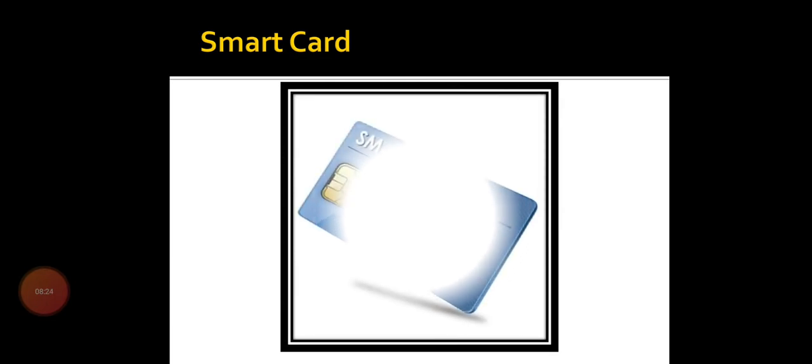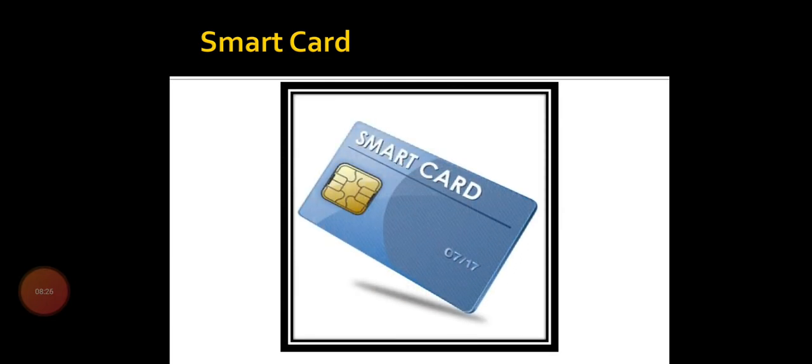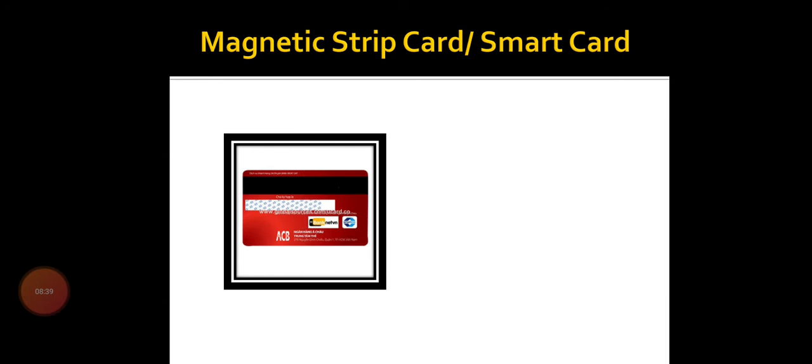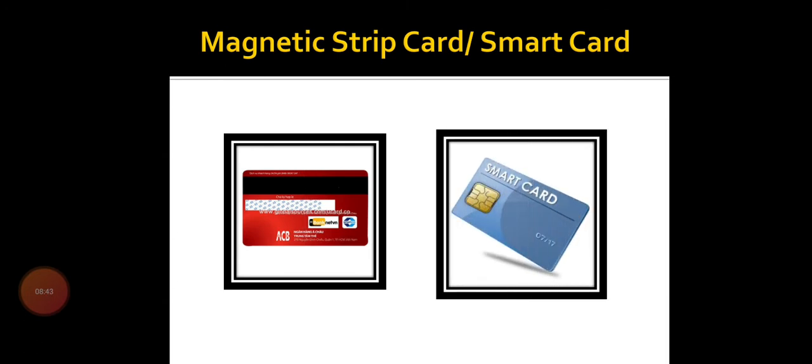You can see a smart card like this. Do you remember you were having a magnetic strip, that black bar in the magnetic strip card, and there is a small chip. Here is the difference. This is your magnetic strip card and this is your smart card. You can see the difference. In a smart card there is a chip, and in a magnetic strip card there is a black bar.